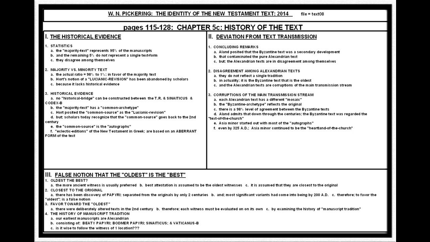We had a chance to close out with historical evidence. We do see that there was deviation from the transmission stream, and the Alexandrian manuscripts in Block 3, they disagree with each other, and they are few. The Bede Papyri, the Bodmer Papyri, Codex Sinaiticus, and Codex Vaticanus B. Tischendorf's Codex Sinaiticus and Cardinal Mai and his Codex Vaticanus B.